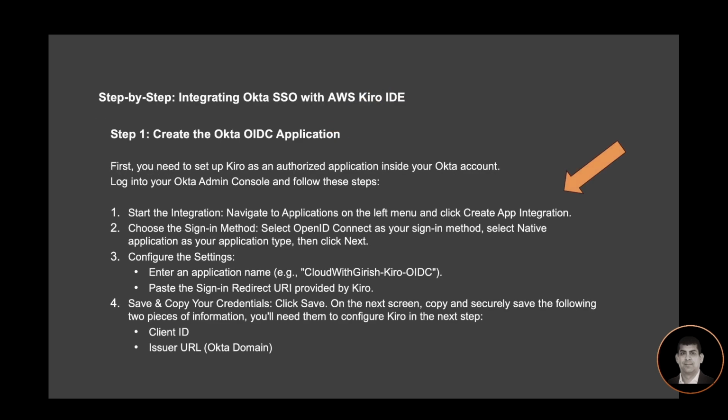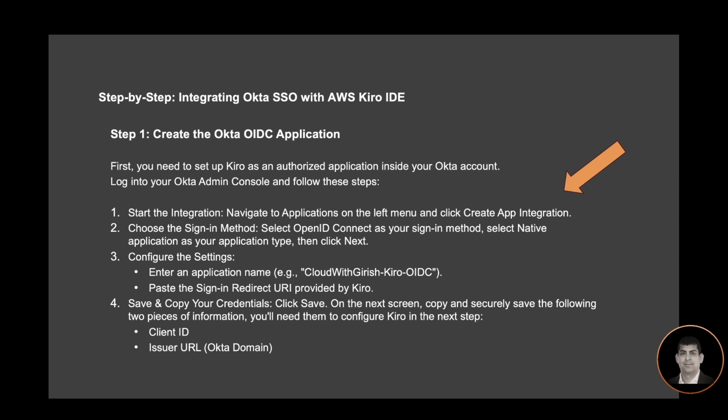Now let's look at the step-by-step integration of Okta SSO with AWS Kiro IDE. The first step is to create the Okta OIDC application. You need to set up Kiro as an authorized application inside your Okta account. You log into your Okta admin console and follow these steps. You start the integration, navigate to Applications on the left menu and click on Create App Integration. You choose the sign-in method: you will select OpenID Connect as your sign-in method. You will select Native Application as your application type and then click Next.